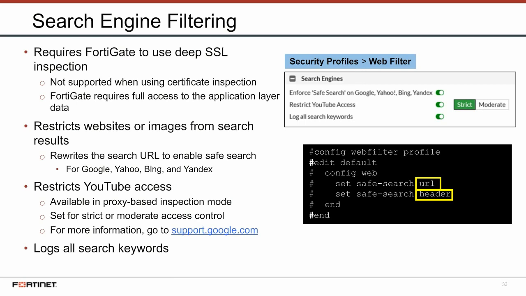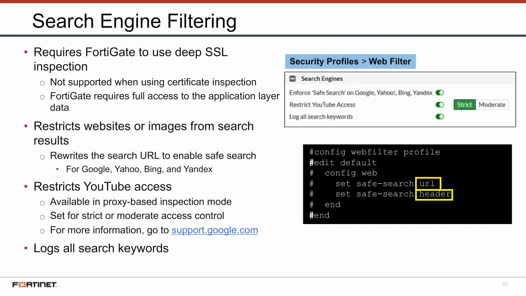When you enable Safe Search for the supported search sites, FortiGate appends code to the URL to enforce the use of Safe Search. For example, on a Google search, FortiGate adds the string &safe=active to the URL in the search. So even if it is not locally enabled in the browser, FortiGate will apply Safe Search to the requests when they pass through. Safe Search is supported for Google, Yahoo, Bing, and Yandex.